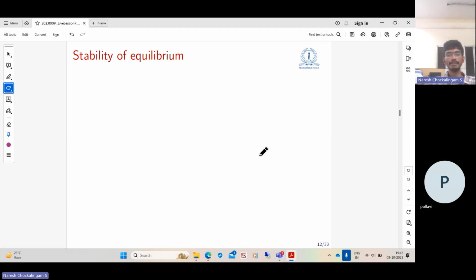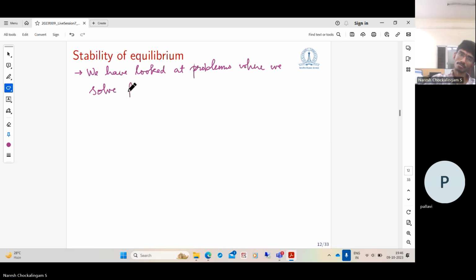So the last part of today's session is the stability of equilibrium. Until now, we have always looked at problems where we solve for the equilibrium configuration. So until now, we have looked at problems where we don't know what the equilibrium configuration is and we are solving for it.